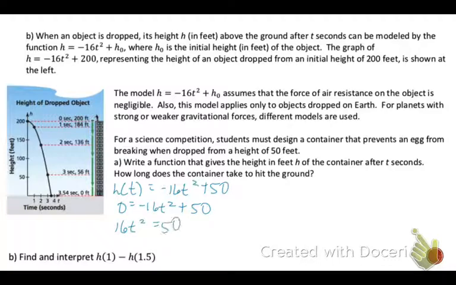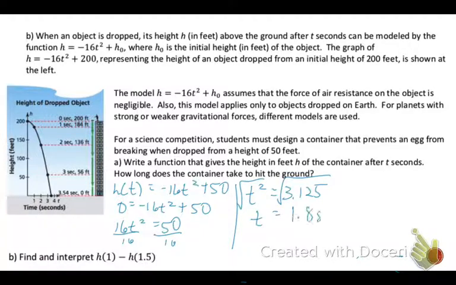So we'll add our 16t squared over, isolate our t squared, and then just take the square root of both sides. Since we're in a real life situation, we want to know actual estimated numbers. So we're going to write 50 divided by 16 in its decimal form, and then we're going to estimate that the time would be, the square root of 3.125 is about 1.8 seconds. So not long to reach the ground from 50 feet.